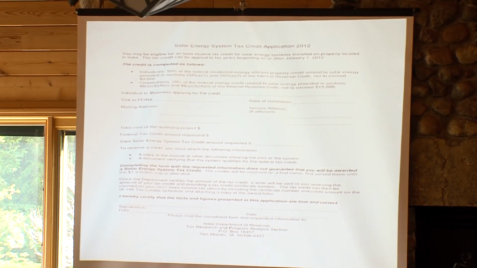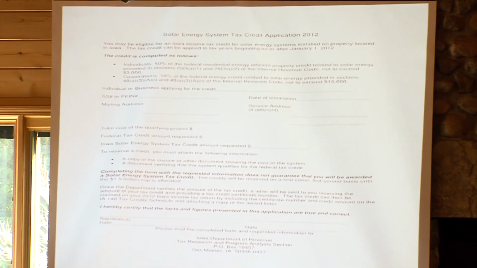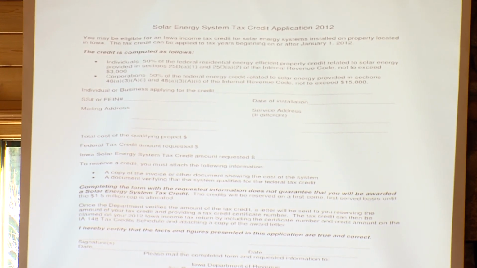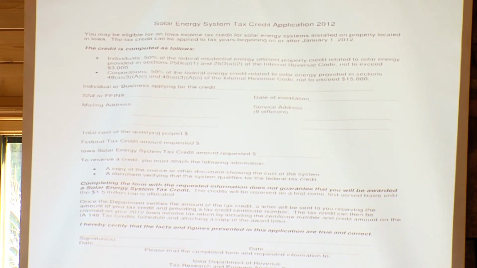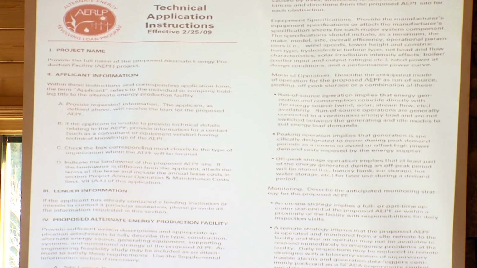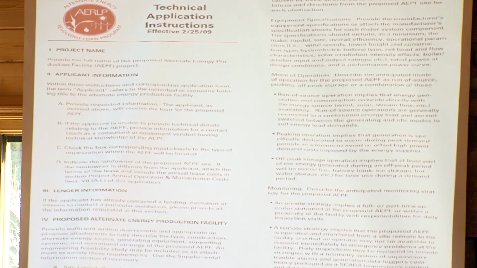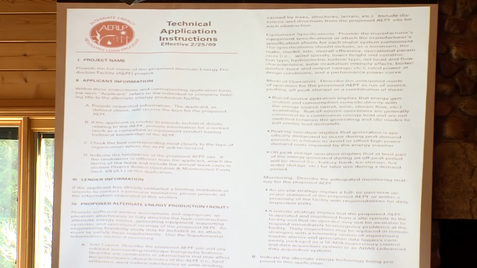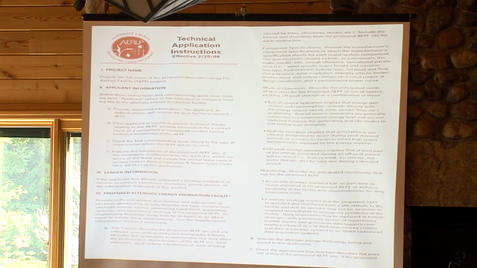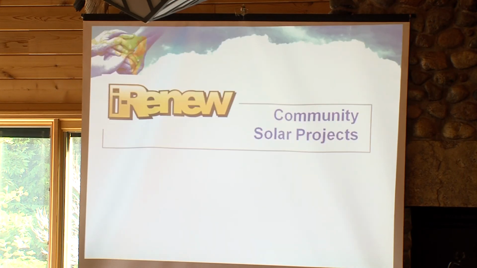Essentially, you just let the state know once your system is installed, please reserve the tax credits for me. This is the form that you can download from their website, from the Department of Revenue. It's just one page. I just reserve these tax credits for me because this is how much I spent on solar. And then your technical application instructions for the Iowa Energy Center revolving loan program. They have some pretty specific instructions, but it's all the same paperwork that Align Energy requires.